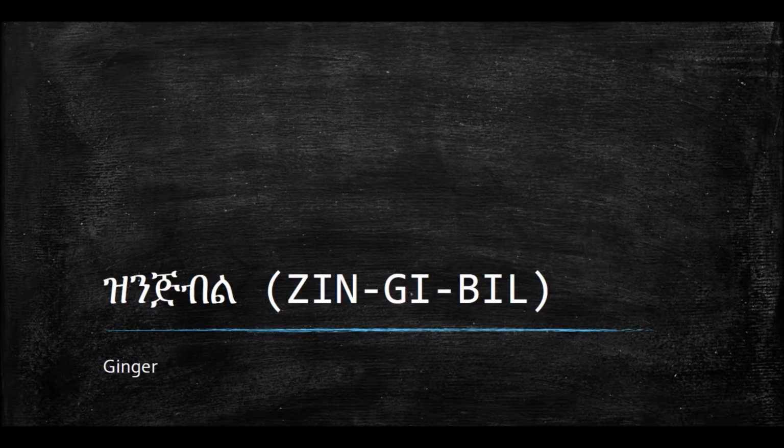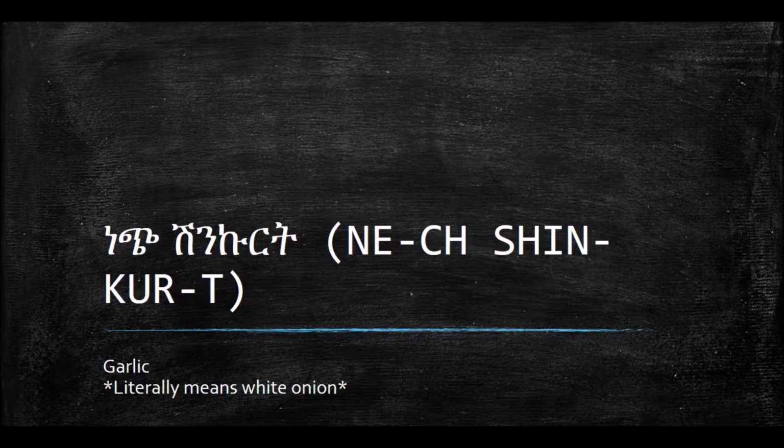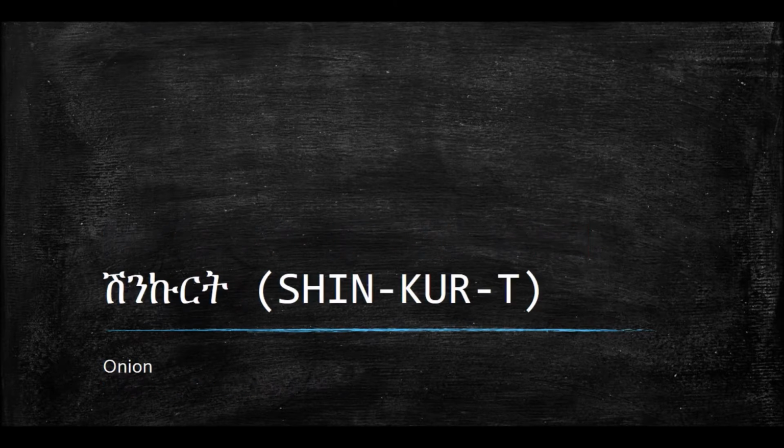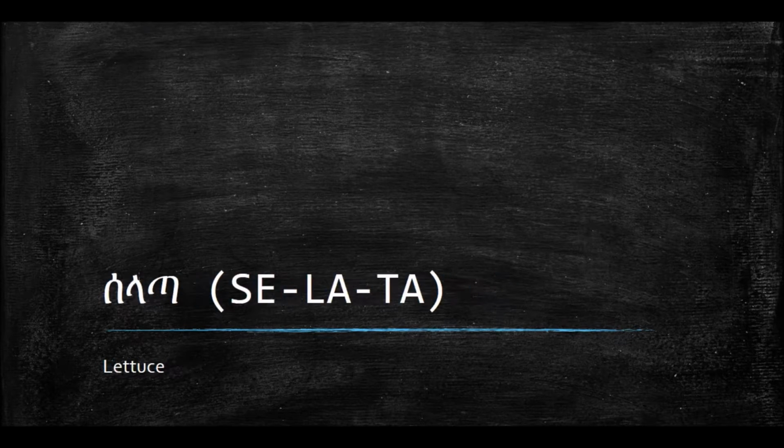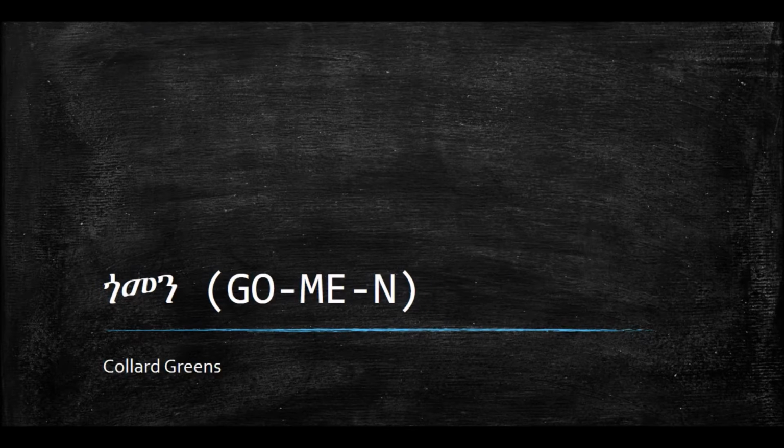Garlic in Amharic is netshinkurt. This basically translates to white onion. Onion in Amharic is shinkurt. Mushrooms in Amharic are called ingudai. Lettuce in Amharic is selata. Collard greens in Amharic are called gomen.